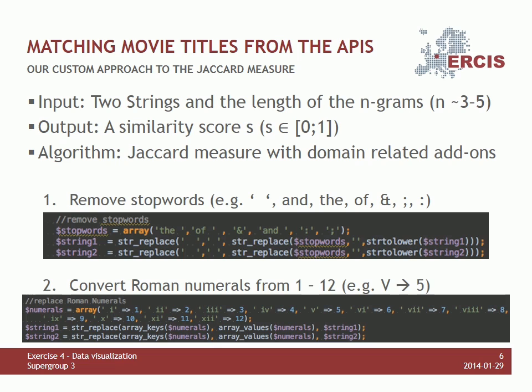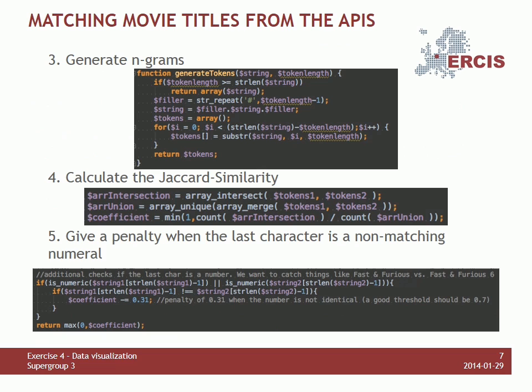Moreover, some APIs enumerate movies that are part of a series with Roman numerals, whereas other APIs use Arabic digits. We convert the Roman numerals from 1 to 12 into Arabic digits. At the moment, the movie titles are still strings. It's time to tokenize these strings and to get an array of n-grams for each string. These arrays are used to calculate the Jaccard similarity. In most scenarios we would be finished here. In our domain, however, we still have one last step to do. We want to prevent the algorithm from matching sequels like Iron Man and Iron Man 2, so we give special attention to the last character of the strings.